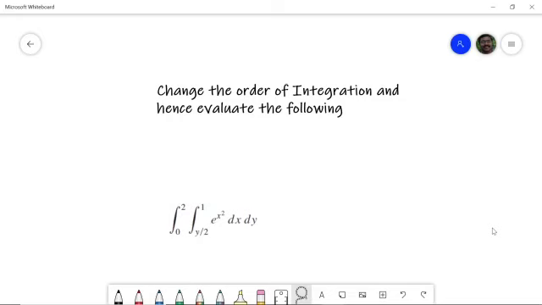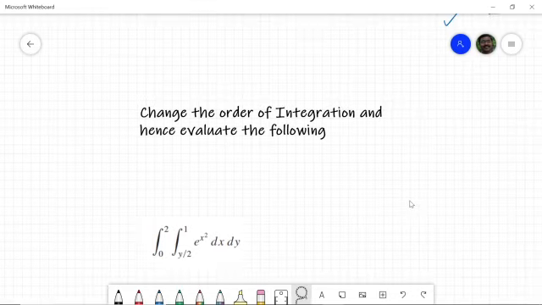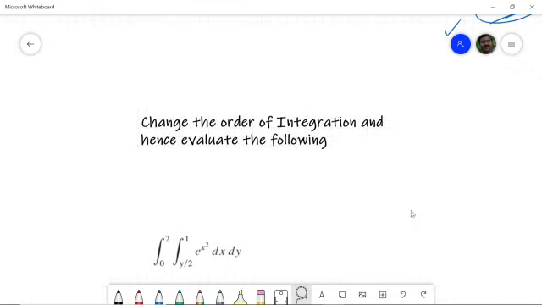Hi, in this session we will discuss changing the order of integration. So far we have discussed double integrals over non-rectangular regions, and we have also discussed how to evaluate the two limits when it is the integral of f of x y, dx dy or dy dx. Both things we have discussed so far.